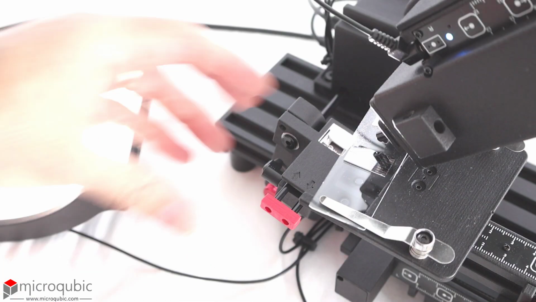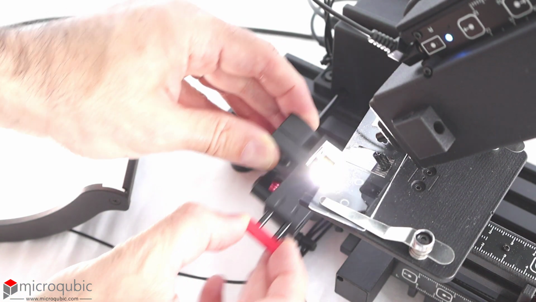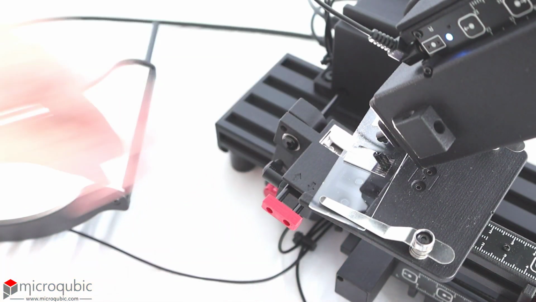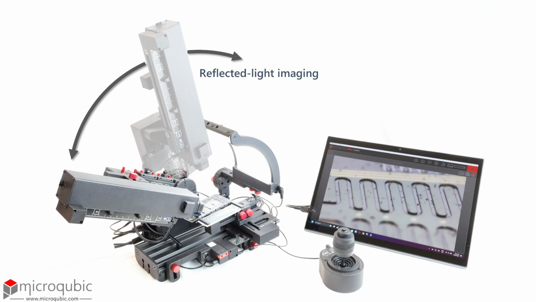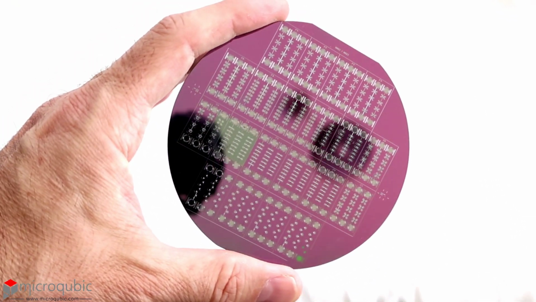to highlight different features. Now we will discuss imaging opaque and highly reflective samples, where the camera is tilted to positive viewing angles to collect the light reflected from the sample. Here is a highly reflective silicon wafer that we will use in this demo.